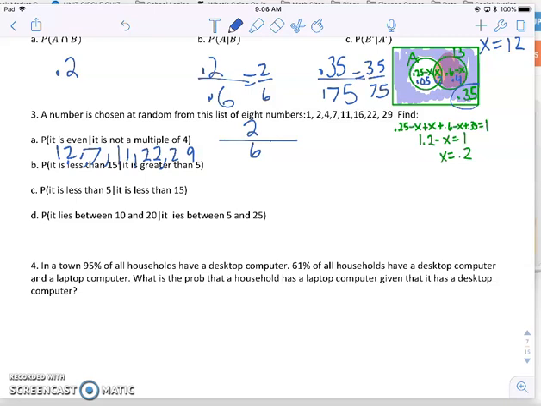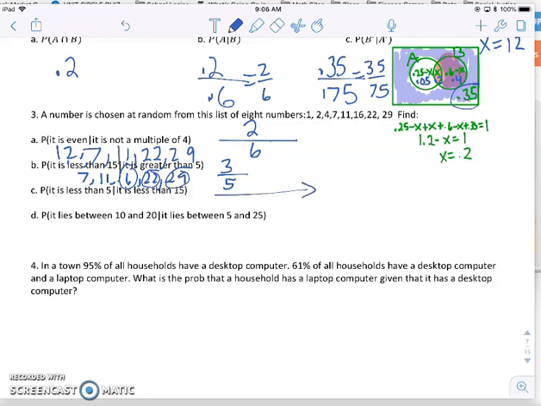The probability is greater than 15 if it is greater than 5. So if it's greater than 5, we're looking at 7, 11, 16, 22, and 29. So we're looking at 5 numbers. How many are greater than 15? 1, 2, 3. So we have 3 out of 5.